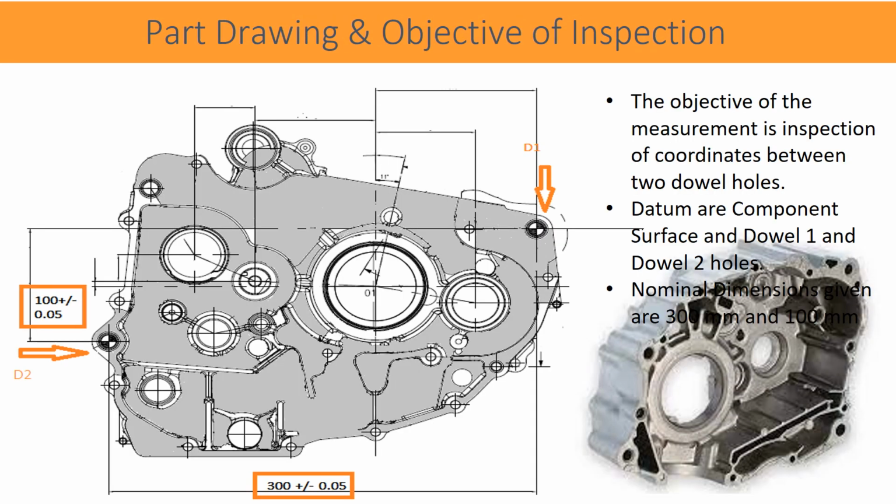The objective of the measurement is inspection of coordinates between two dowel holes. Datums are components of and dowel 1 and dowel 2 holes. Nominal dimensions given are 300 mm and 100 mm.